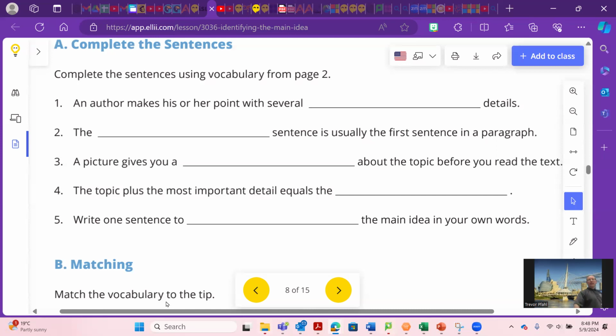Okay, any questions? Number 2, topic sentence. Okay, so several supporting details, topic sentence, clue, main idea, and summarize.